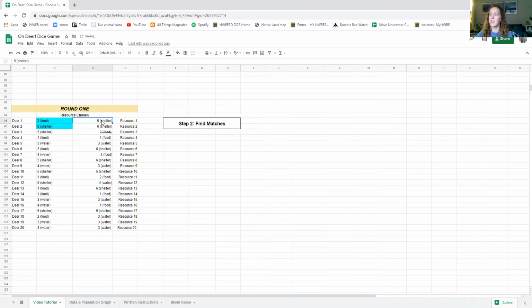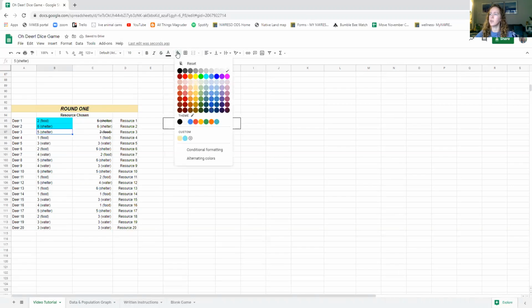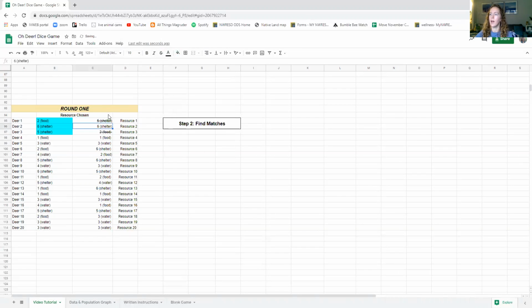I'm going to highlight my deer and I'm going to cross out my shelter. Again, a deer wants shelter. So I'm going to highlight. I have a shelter.